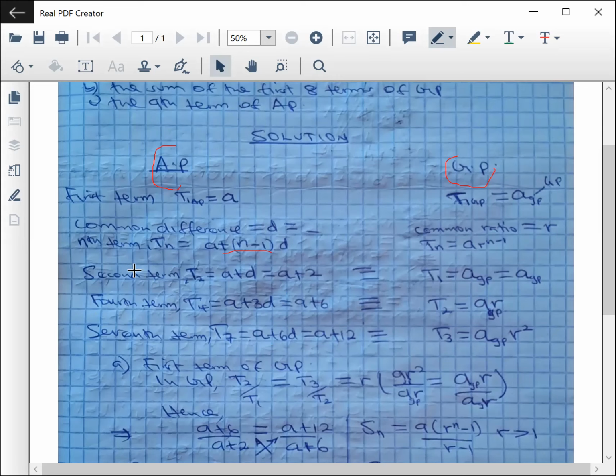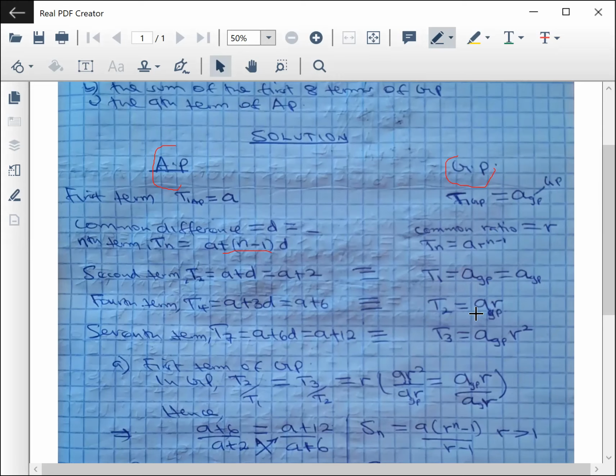Now, we were told that the second, fourth, and seventh terms of an AP correspond to the first 3 consecutive terms of a GP. Consecutive means following each other. Like the first 3 consecutive terms of a GP are the first term, second term, and third term. Now remember, this means the second term of an AP is equivalent to the first term of GP. Remember, the first term of GP, we said it is A GP, just to differentiate. Then the fourth term of AP is equal to the second term of GP.